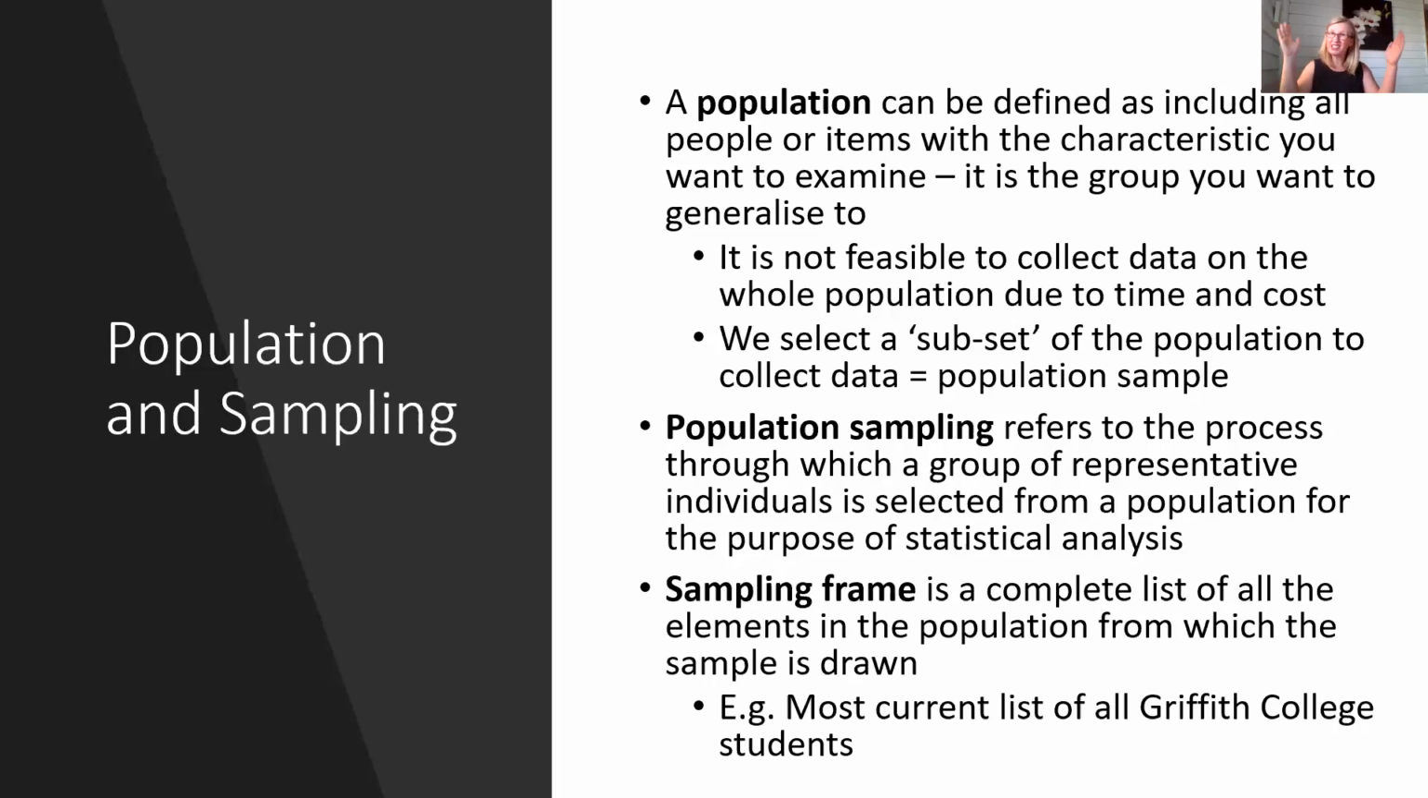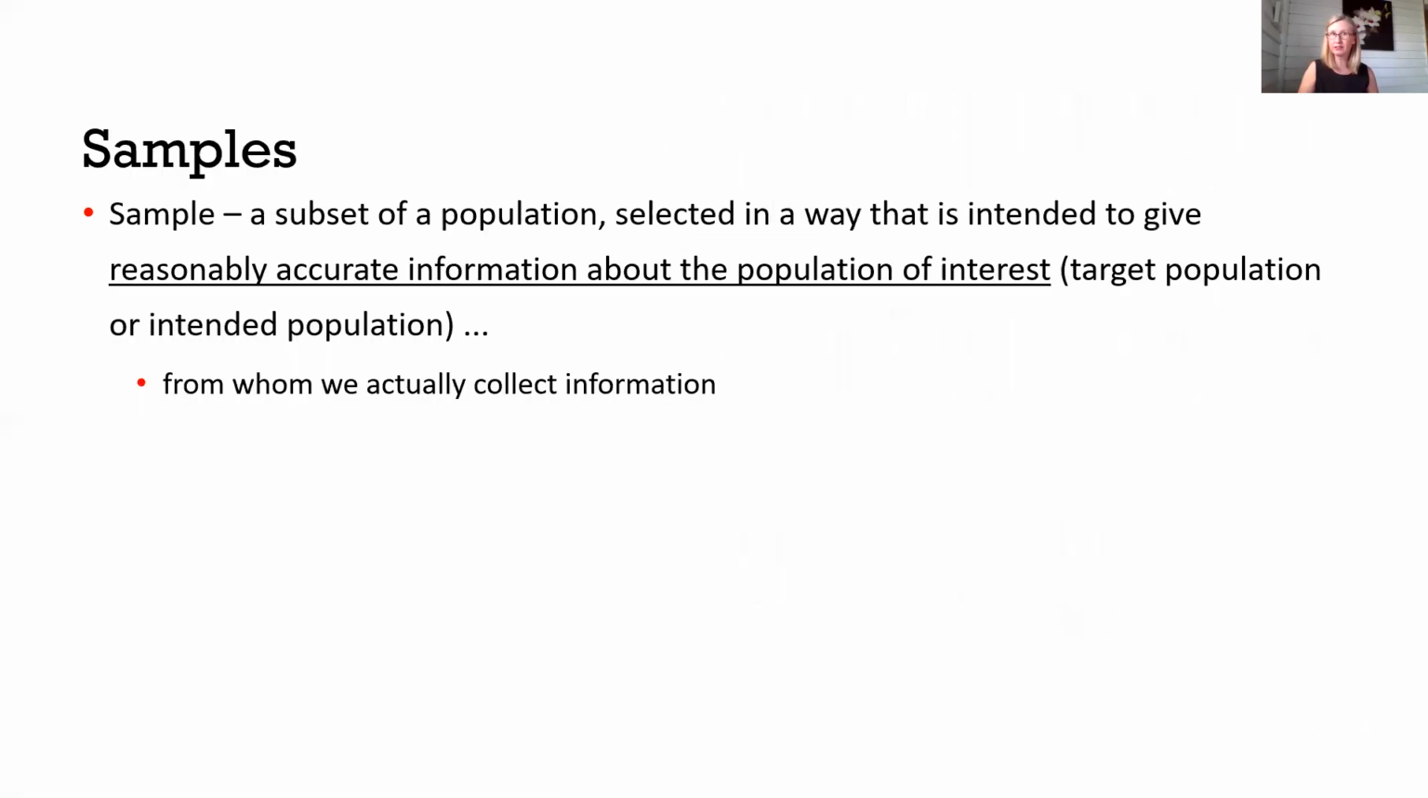So population is big. It's everybody. It's the entire group about which we want to make conclusions in our study. And a sample is a small subset of those people that we include to collect data on. Now, the reason we use sampling is because we want to be able to say we've got reasonable certainty that the information we found from the sample is reflective of the population, okay?